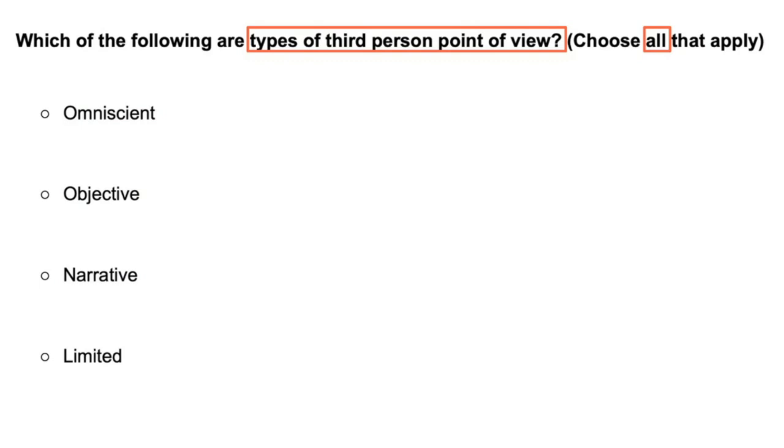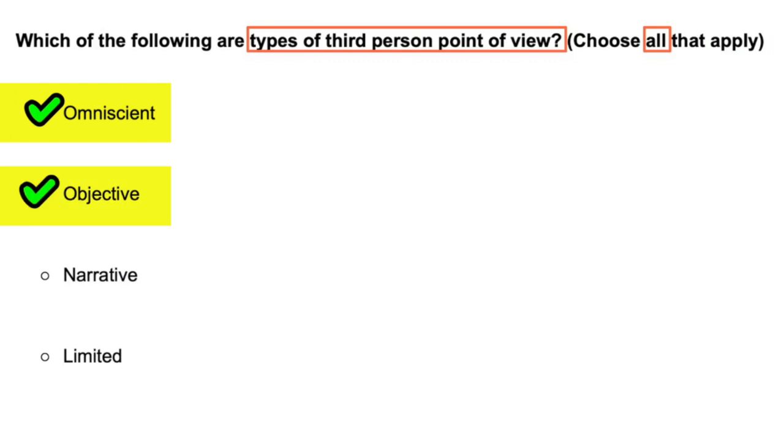The first option is omniscient. That is a type of point of view in which the story is told from someone outside of the story, and they know all of the characters' thoughts and feelings. So that is a third-person point of view. The next option is objective. It's also told from a person outside of the story, but they don't know all of the characters' thoughts and feelings. It's more like a movie where we watch the dialogue and the actions. It is still a third-person point of view.